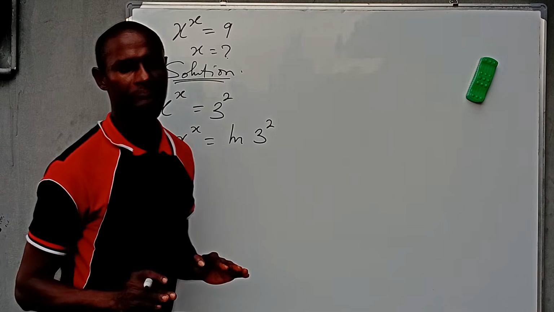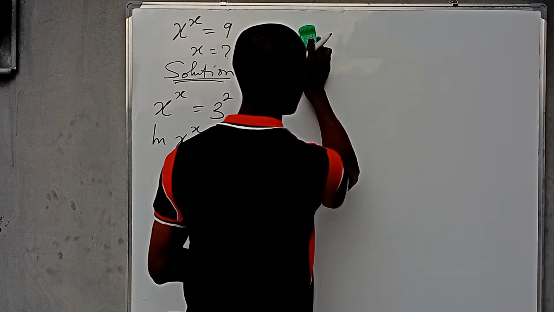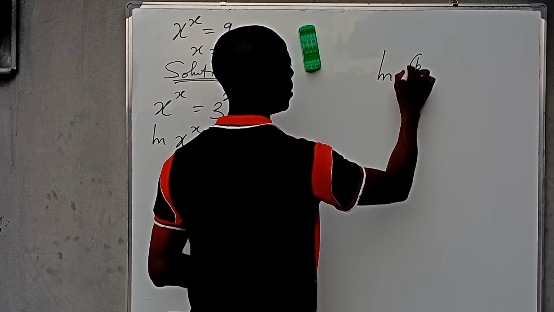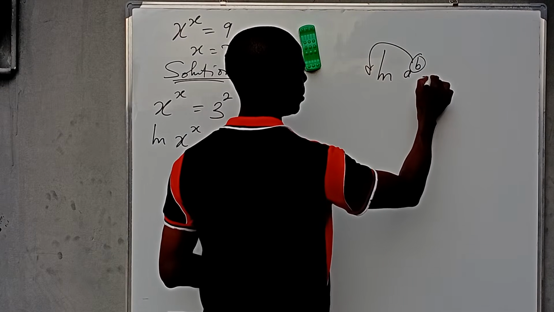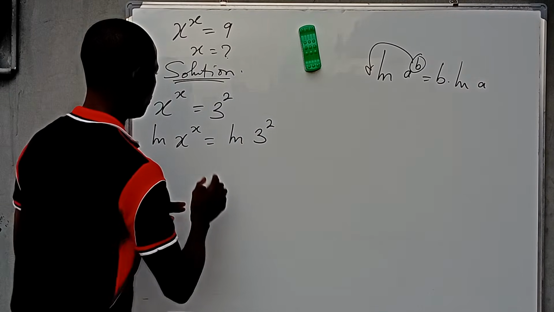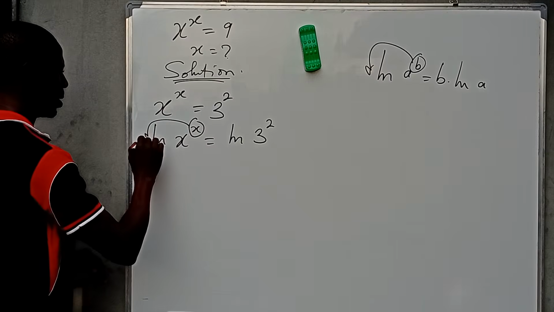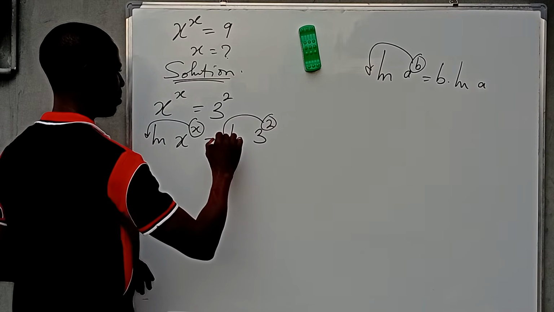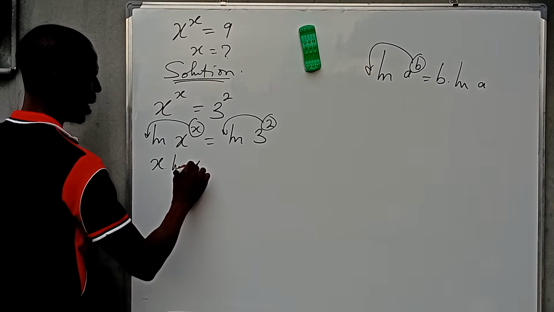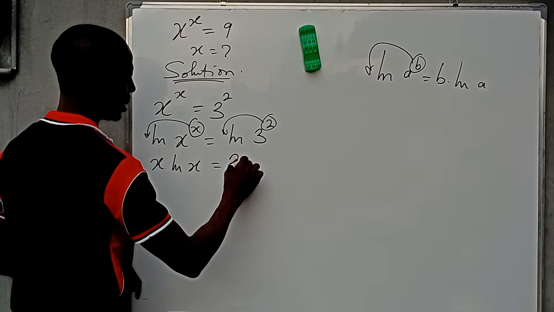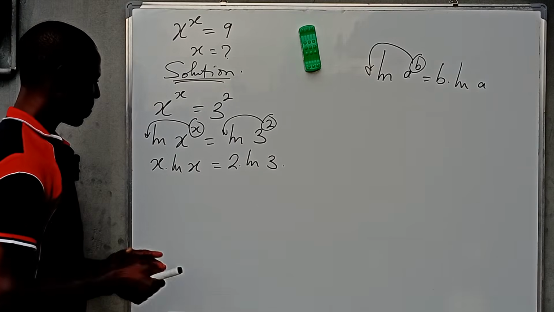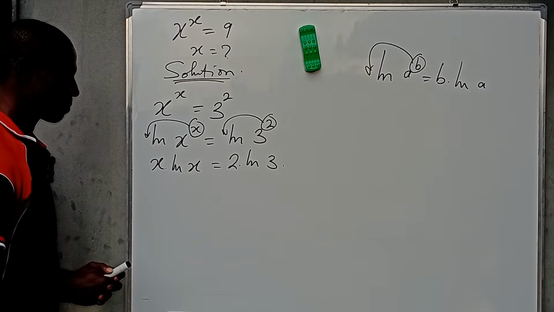So we apply the power law of logarithm, which says that if you have the ln of a raised to the power of b, move this b back here to give you b times the ln of a. So we're going to move this x back here, move this 2 back here. So we're going to have x times the ln of x equal to 2 times the ln of 3. Right? Good.